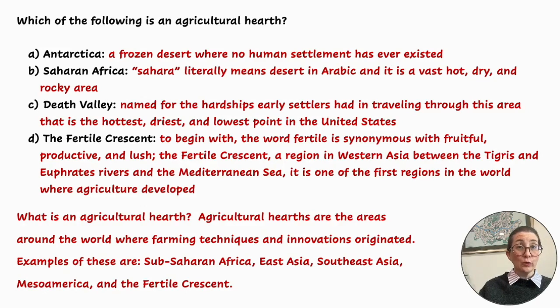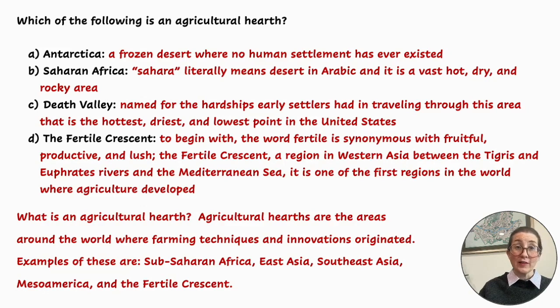A, Antarctica. This is a frozen desert where no human settlement has ever existed. B, Saharan Africa. Sahara literally means desert in Arabic, and it is a vast, hot, dry, and rocky area. C, Death Valley. It's named for the hardships early settlers had in traveling through this area that is the hottest, driest, and lowest point in the United States.